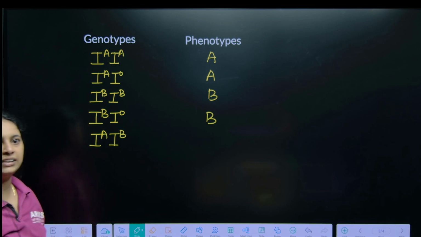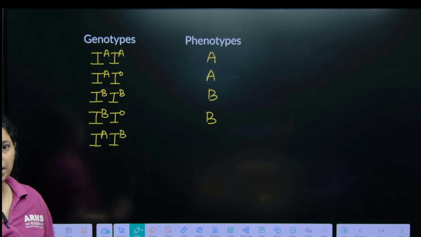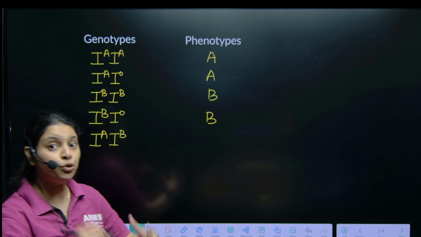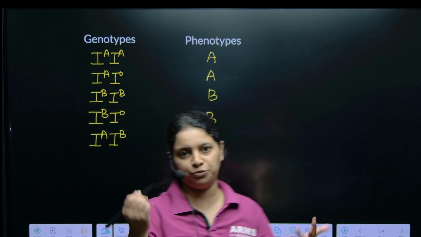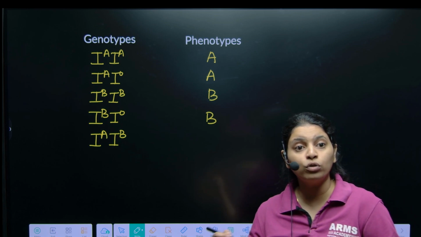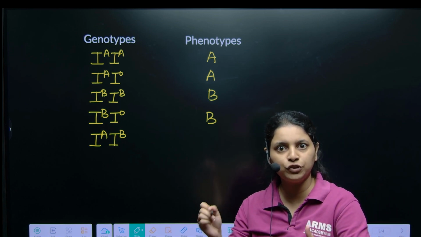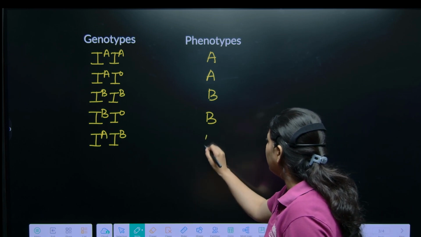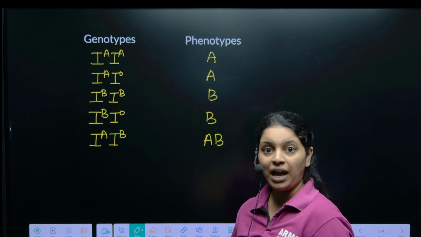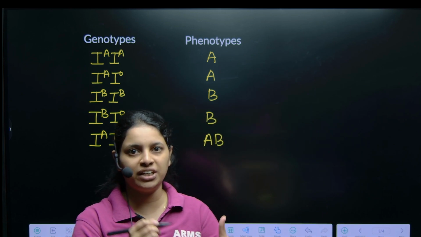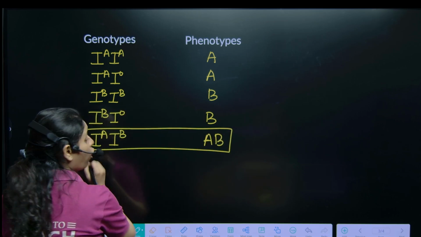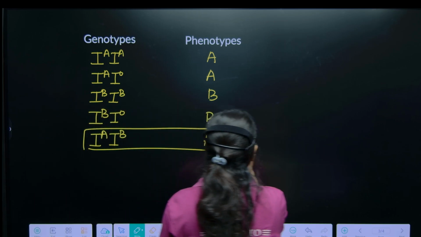IAIB. Let's take this hybrid. IAIB. And what we have studied, if IA and IB are present together, then both are expressed. As both are expressed, that means both the antigens, both the sugars are present on the surface of RBCs. The blood group is AB. As both the alleles are expressed in hybrid, here we can say the concept of codominance is applied.